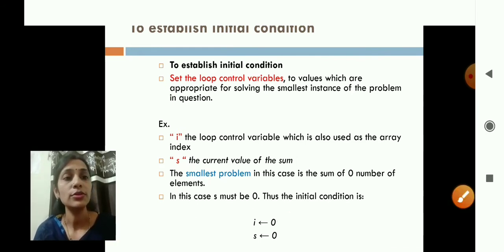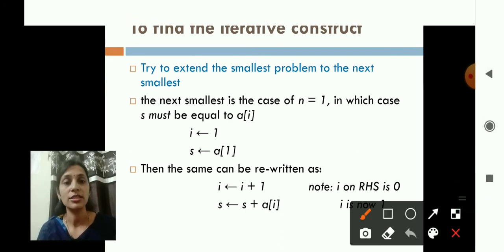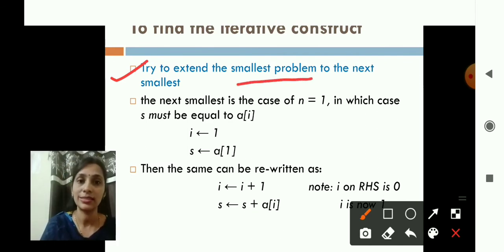Now we are going to take the second step here, to find the iterative construct. Of course, we have to choose the invariant relationship here: how your program will execute, how it will be iterated, how it will go to the next steps. So that is what the iterative construct is. Here in the iterative construct, we are going to try to extend the smallest problem to the next smallest.